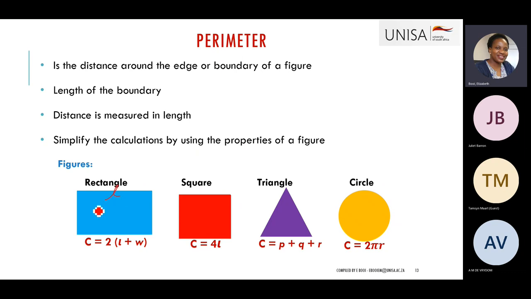The rectangle has the length and the width, length and the width. So it will be length plus width plus length plus width, which is the same as 2 times length plus width. To calculate the perimeter of a square, a square has 4 sides that are equal and they are denoted by length. So we can calculate the length plus the length plus the length plus the length, which is the same as 4 times the length. The perimeter of a triangle, it's easy because we just add all the sides. If this has the sides P, Q, R, then we just add the sides P, Q, R.